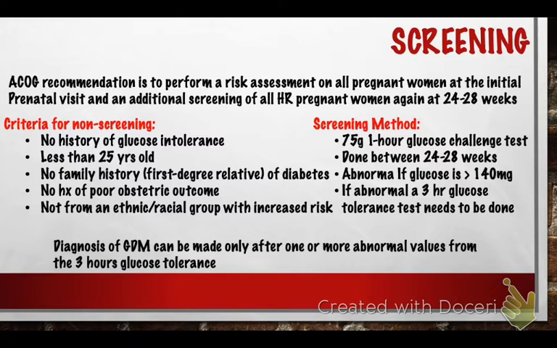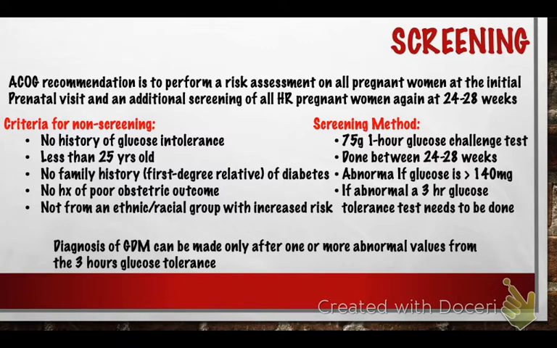So above 92 would be considered abnormal. At the 1 hour mark, it should be less than 180 milligrams. So only less than 180 would be considered normal. At the 2 hour mark, it's 153, which is your cutoff. And at the 3 hour mark, it's 140 milligrams.